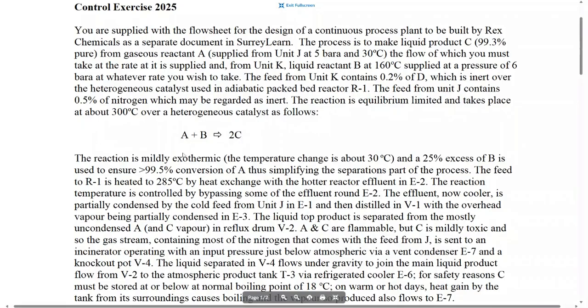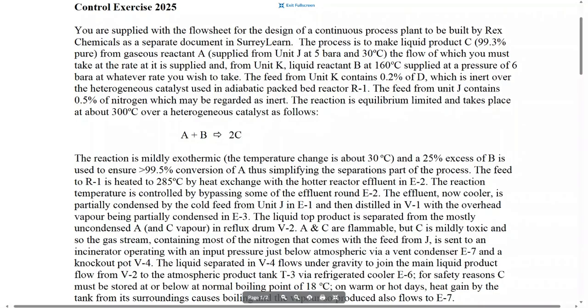The reaction is mildly exothermic (the temperature change is about 30 degrees Celsius), and a 25% excess of B is used to ensure a minimum of 99.5% conversion of A, thus simplifying the separations part of the process. The feed to R1 is heated to 285 degrees Celsius by heat exchange with a hotter reactor effluent in E2. The reaction temperature is controlled by bypassing some of the effluent around E2.